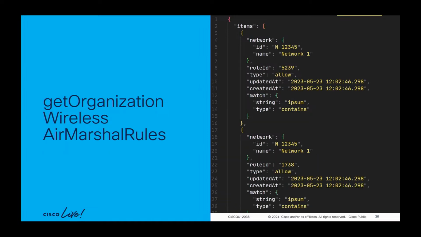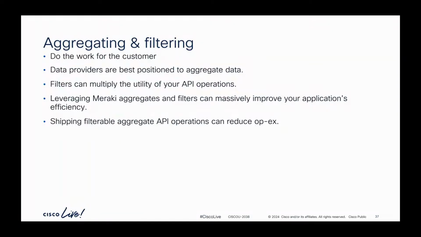Air marshal rules tell you specifically if you see a pattern like this, if you see someone spoofing my specific SSID, this is what I'd like you to do. Those are applied on a per network basis, but again, we're giving it to you at the organization level, so you can be much more efficient in gathering that information. So you can see here, it's the rule ID, says type allow, when it was updated, when it was created, and also which network it applies to, right? So if you have, across your entire deployment, maybe 5 rules, you don't have to figure out which networks they're in. One call is going to give you all of them.